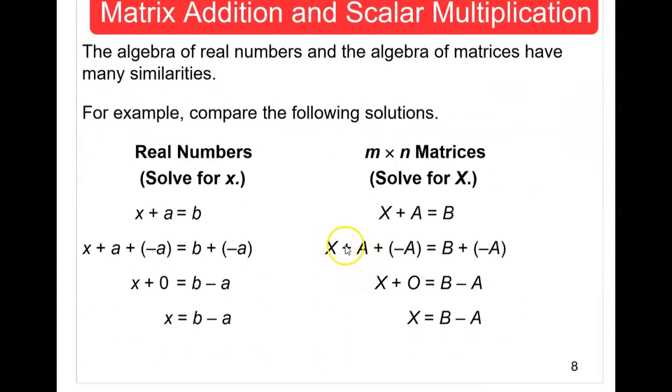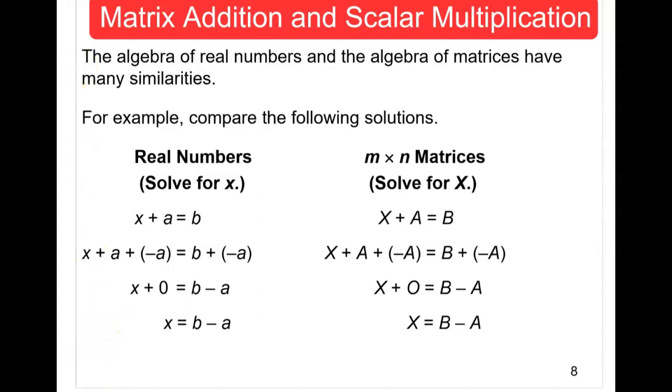Now let's move on to matrix addition and scalar multiplication. As I mentioned earlier, the algebra of real numbers and the algebra of matrices have many similarities. For example, we can compare the following solutions. The example on the left side of your screen contains an example of solving a typical equation. We see lowercase variables here, unknown variables. And then here on the right side, we have matrices, so that's why we have uppercase letters.